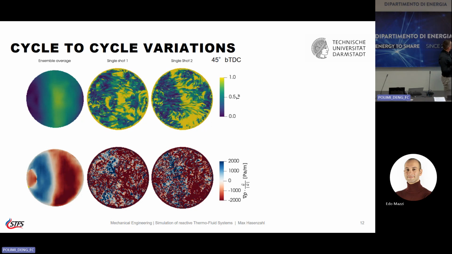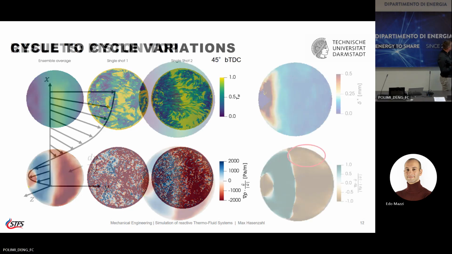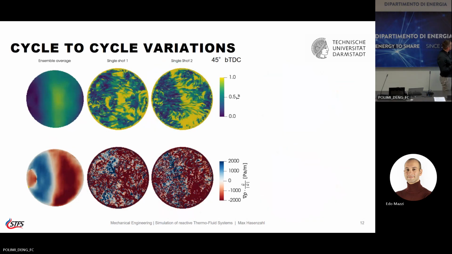Here you can see, of course the story is always a little bit more complicated, some instantaneous flow images. So these are just two single cycle realizations of the simulation. And what's quite interesting here, obviously you have strong cycle-to-cycle fluctuations, not only in the core flow, but also in the boundary layer.